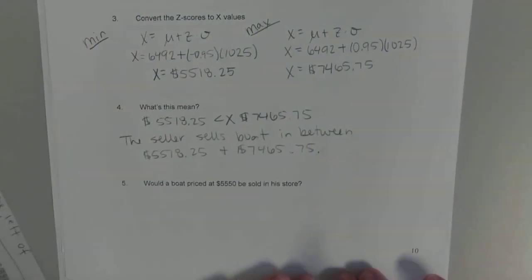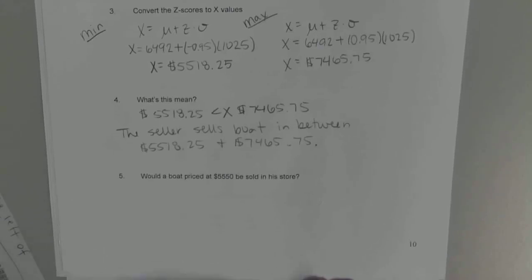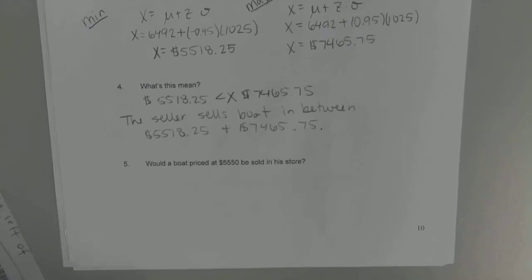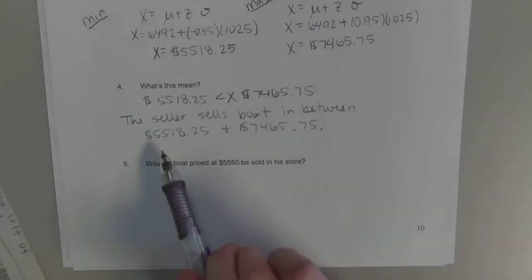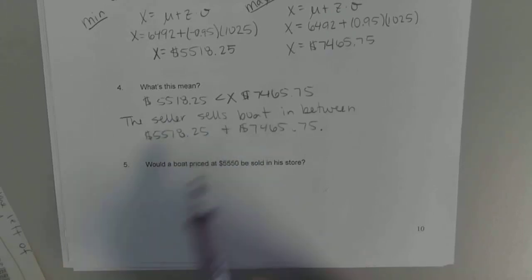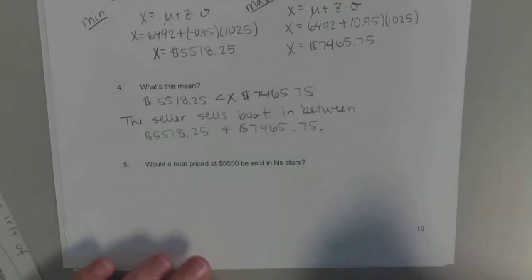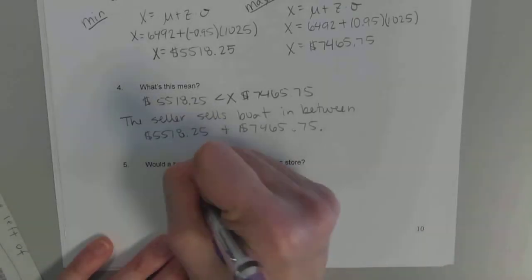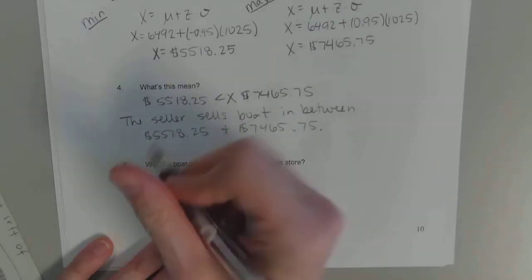Once you get that answer, I can ask you 1,000 questions like number 5. If you had a budget of $55.50, could you go to his store and find something in your price range? Yeah, barely. He's almost cutting me off on the low end. But since our low end goes to $55.18, $55.50 lies between these two values. So yes, a boat would be sold in his store for that price.